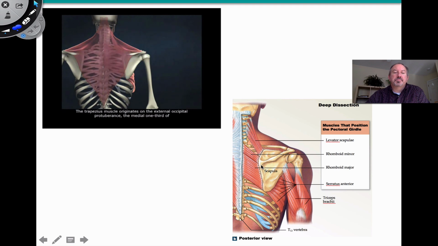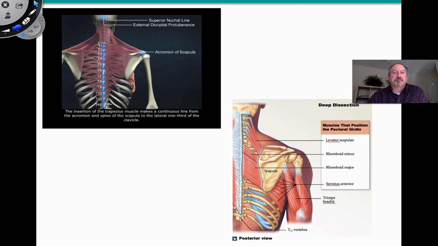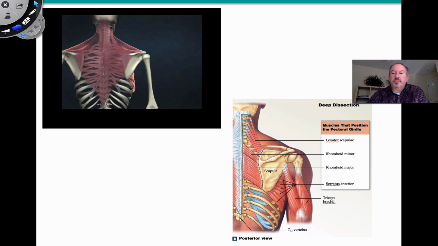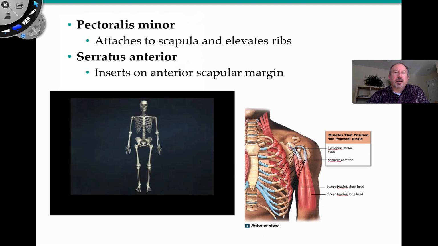The trapezius muscle originates on the external occipital protuberance, the medial 1/3 of the superior nuchal line, and the spinous processes of vertebrae C7 through T12. Insertion of the trapezius muscle makes a continuous line from the acromion and spine of the scapula to the lateral 1/3 of the clavicle. Impressive. Trapezius. Okay, very powerful.